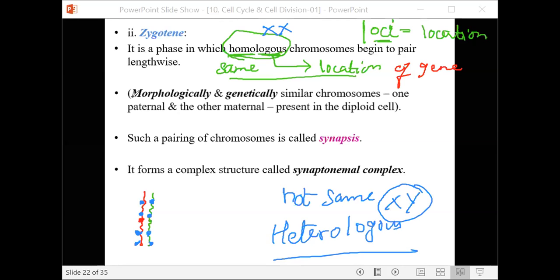So, what is it doing? Morphologically and genetically identical, similar chromosomes, so paternal and maternal origin, come close to each other. This closeness, this pattern, this formation, is called synapsis. Don't compare it with the synapse, the junction of nerves. Okay, I think last year you had this too in 10th, coordination. So don't compare it with the synapse of that. This is synapsis, where they are coming close to each other. Now, such closeness is called the synaptonemal complex. Okay.